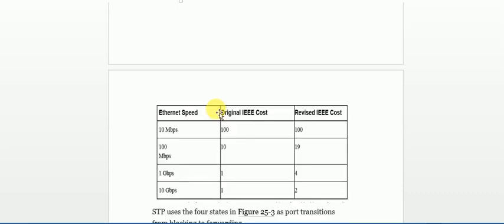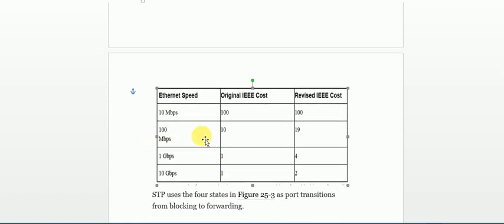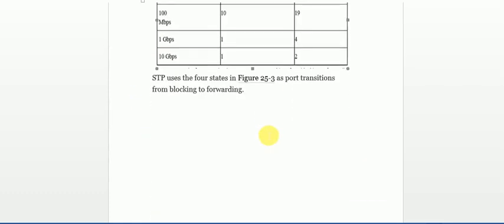Okay, let me explain the cost of the link. A link with 10 Mbps speed has a cost of 100. When the link has a speed of 100 Mbps, the cost will be 19. The cost of 1 Gbps speed is 4. 10 Gbps speed will be 2. You should remember this.